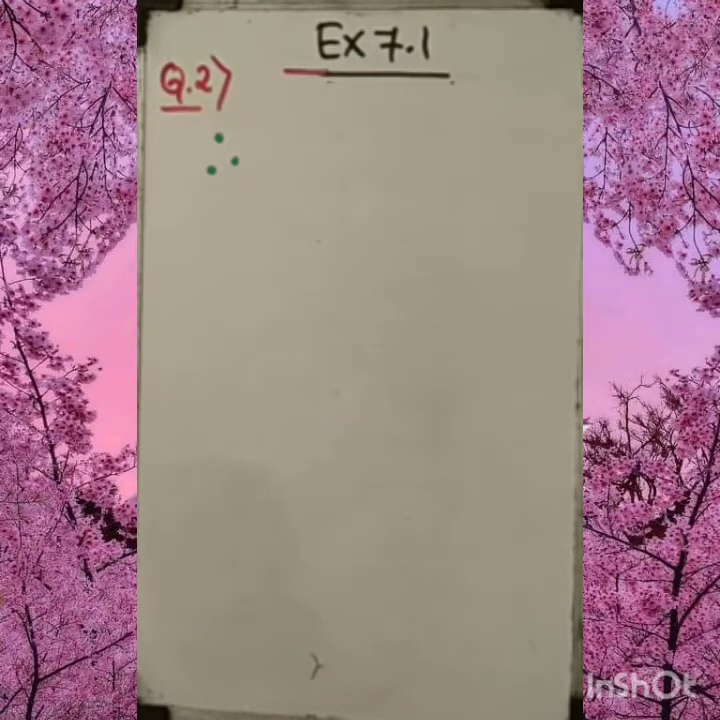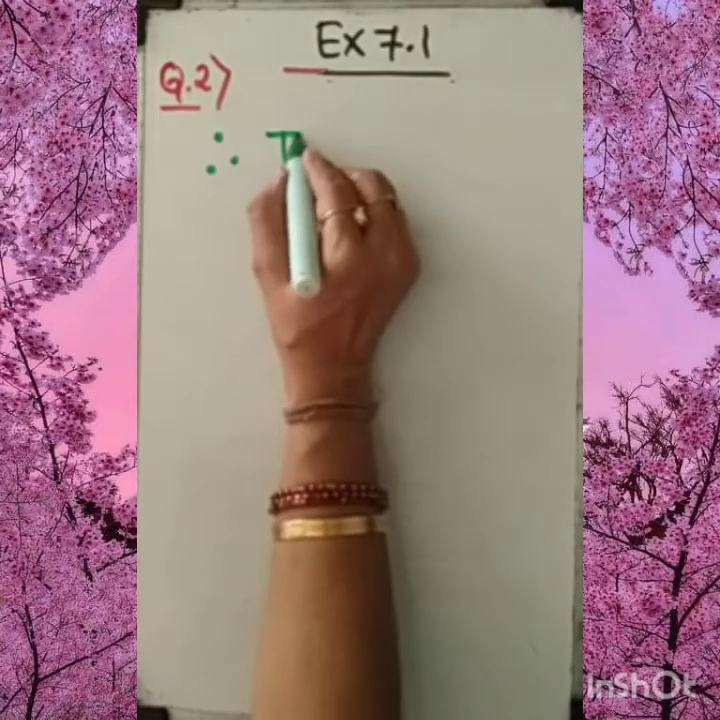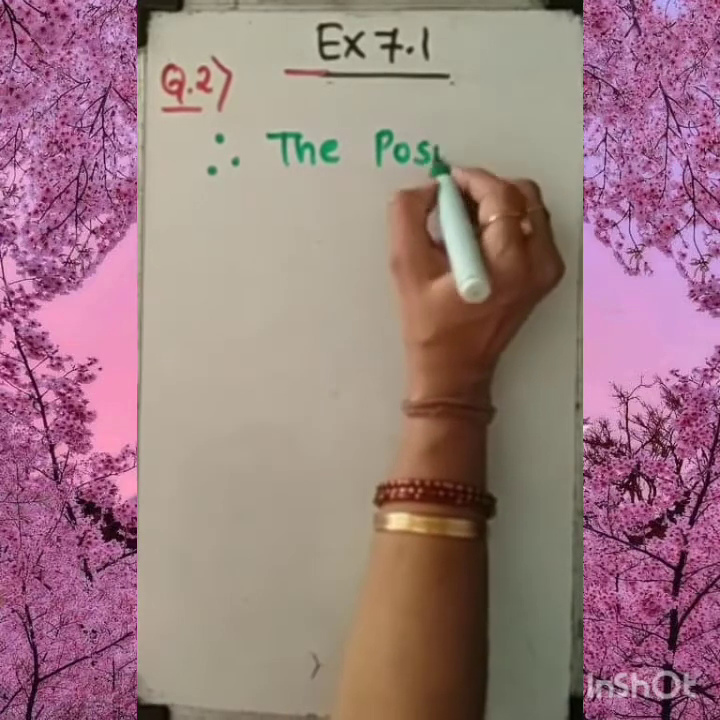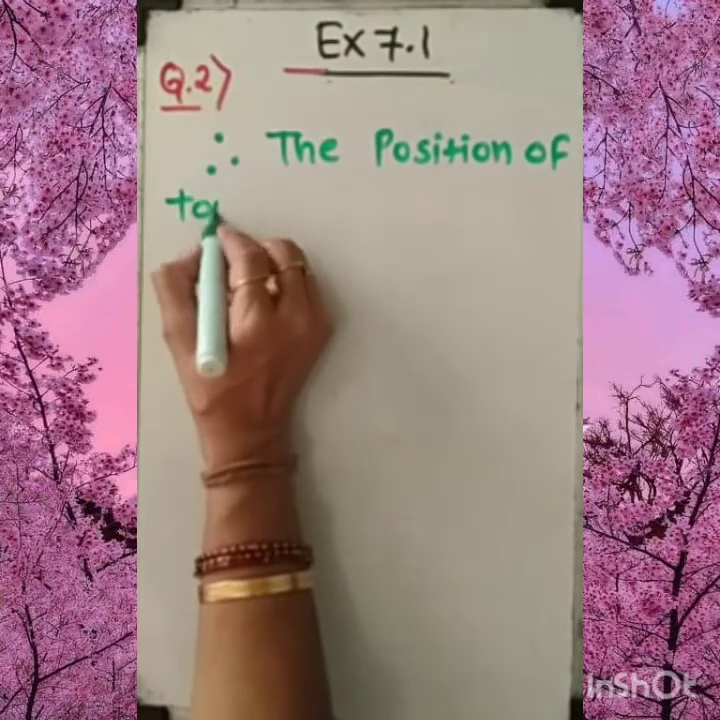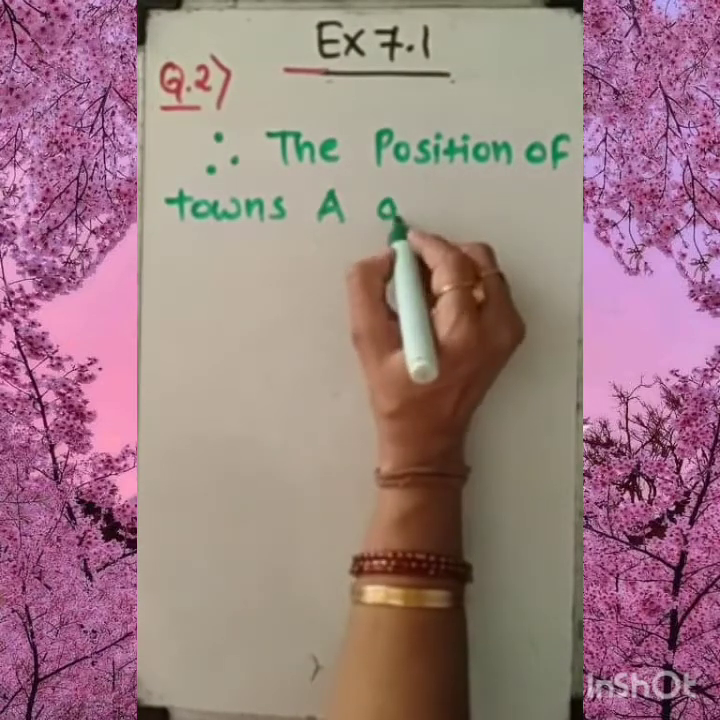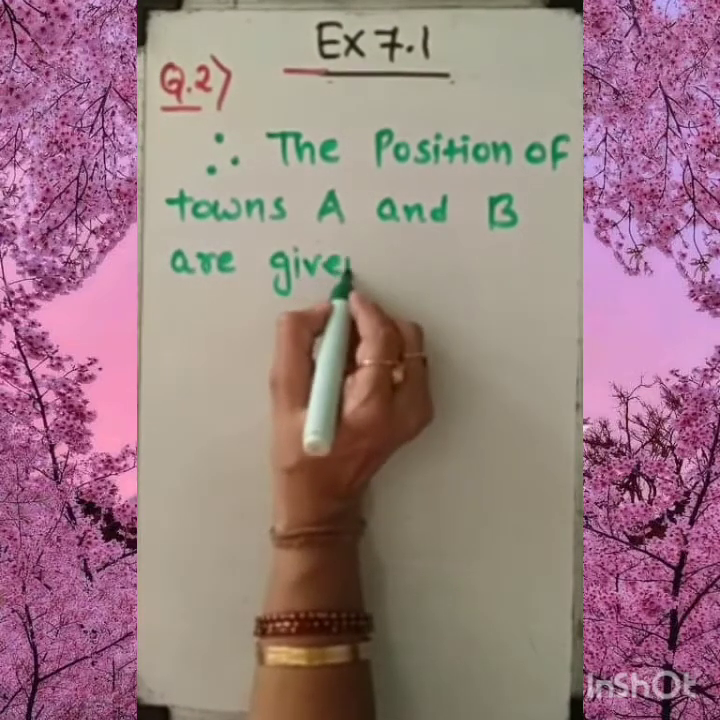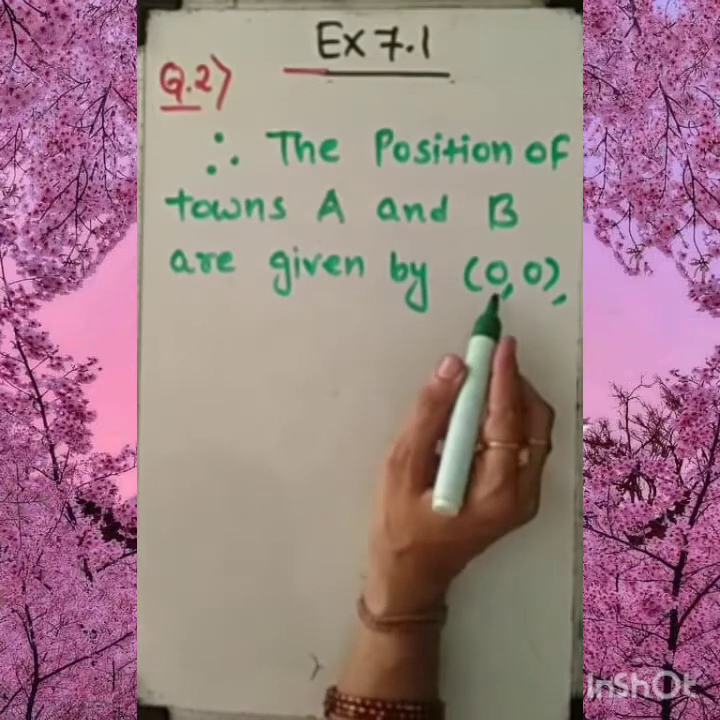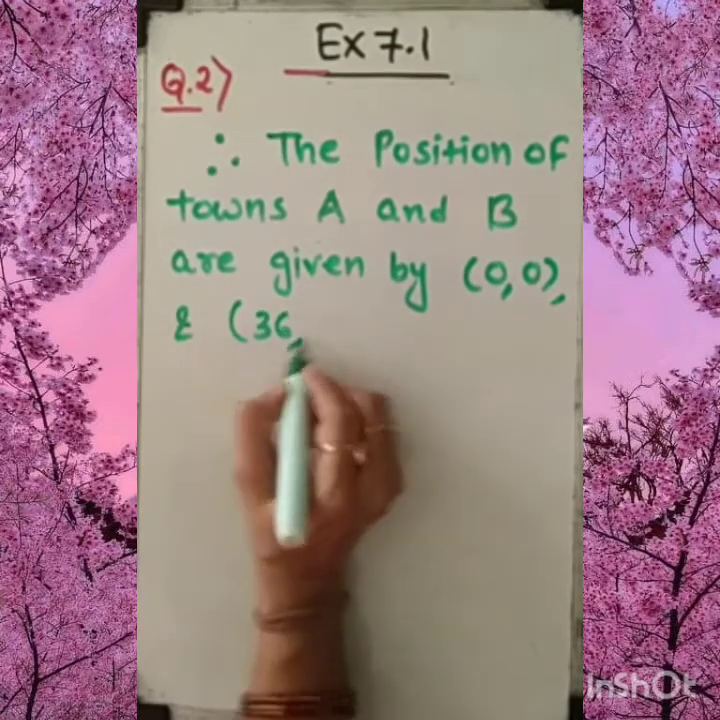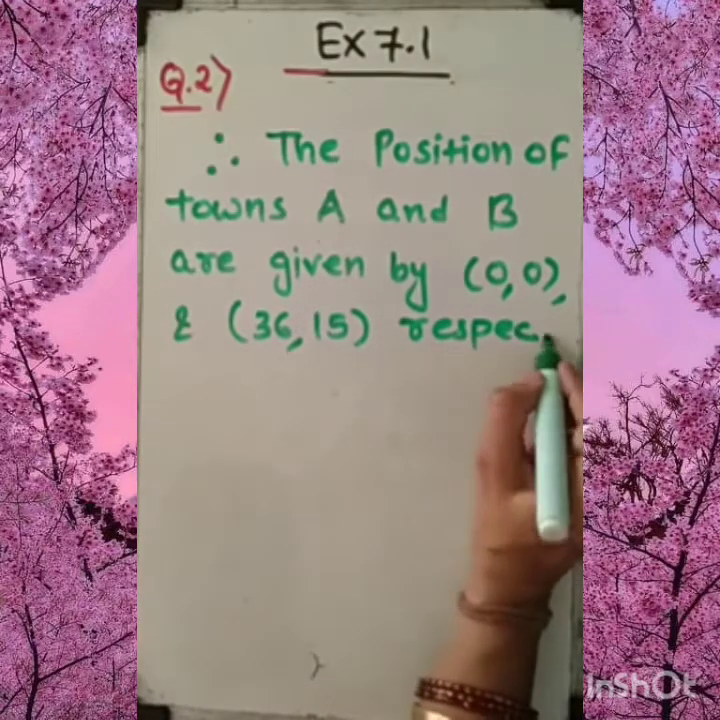So my dear student, here in the question we are given the position of town A and B. It is already given, so we need to mention the position of the towns. 2 towns are there, A and B. The positions of these 2 towns are given by the coordinates 0, 0, that is town A, and the other is 36, 15, respectively. In short, I have written.